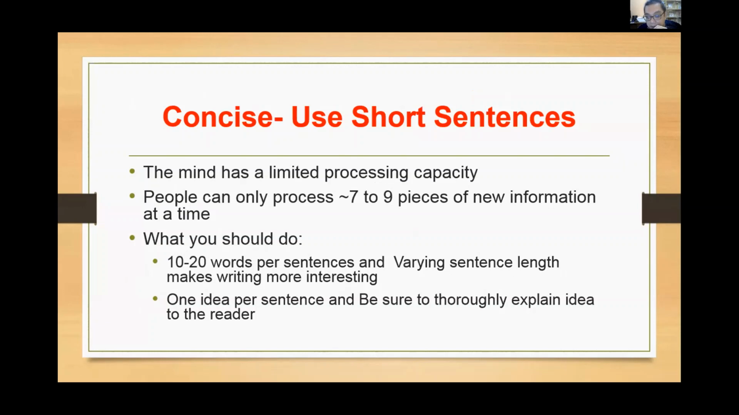So what do you need to do? Use 10 to 20 words per sentence, and vary the sentence length to make writing more interesting. Don't use overly lengthy sentences, because that will bore your reader, confuse them, and make them puzzle over what I actually try to tell them. So make sure sentences are short and easy to understand, and maybe vary the sentence length so that the writing looks more interesting.